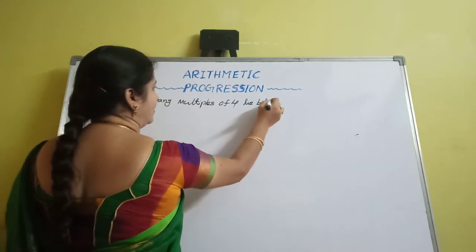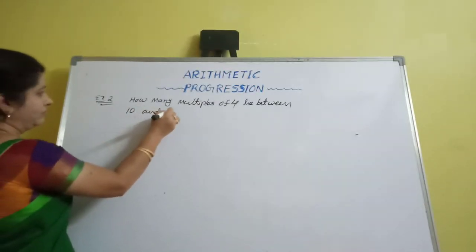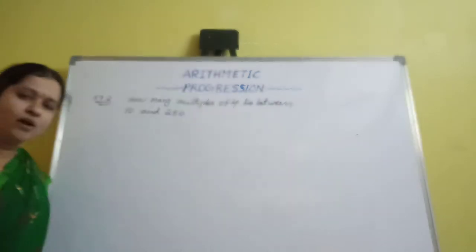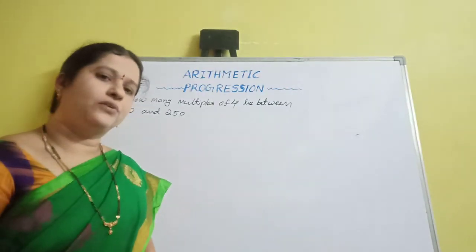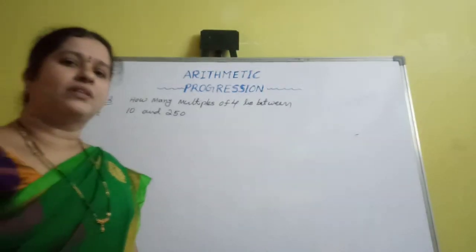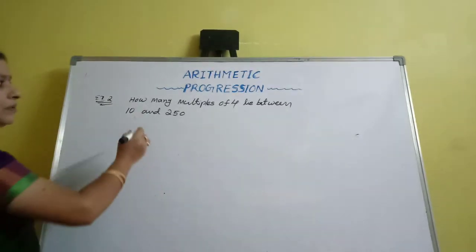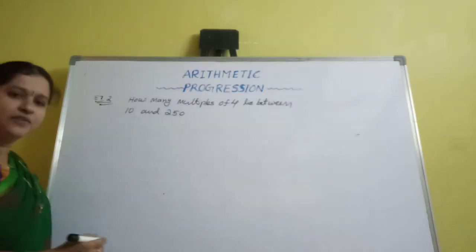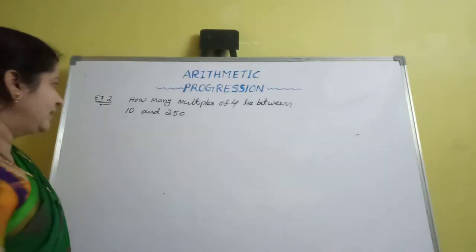Lie between 10 and 250. Is it possible to count the multiples of 4 orally? It is very difficult to count the numbers orally. By using arithmetic progressions, it is very easy to solve. Multiples of 4. What are the multiples of 4? The 4 table. 4 ones are 4, 4 twos are 8, 4 threes are 12.